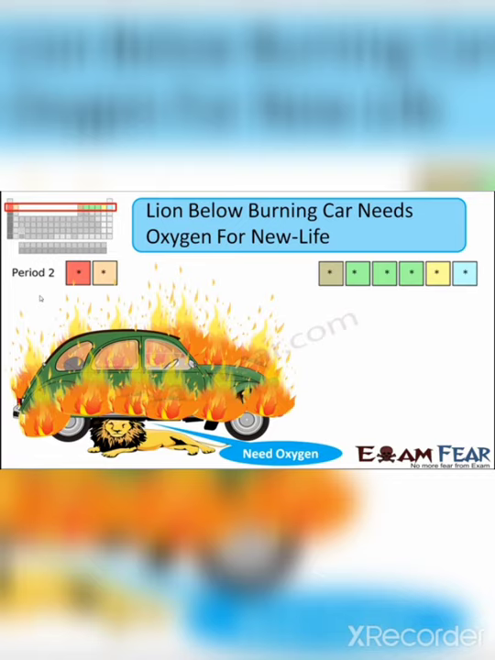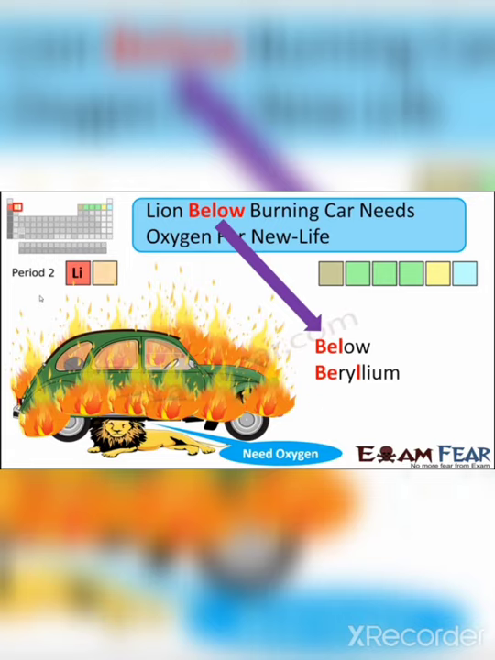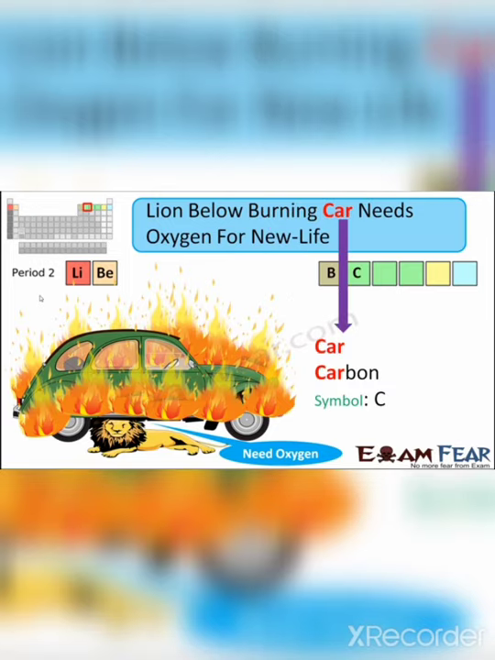So what does this remind us of? Lion reminds of lithium. Li in lion, Li in lithium. Below reminds of beryllium, so Be. Burning reminds of boron, so burning is boron. Car of course reminds of carbon with symbol C.